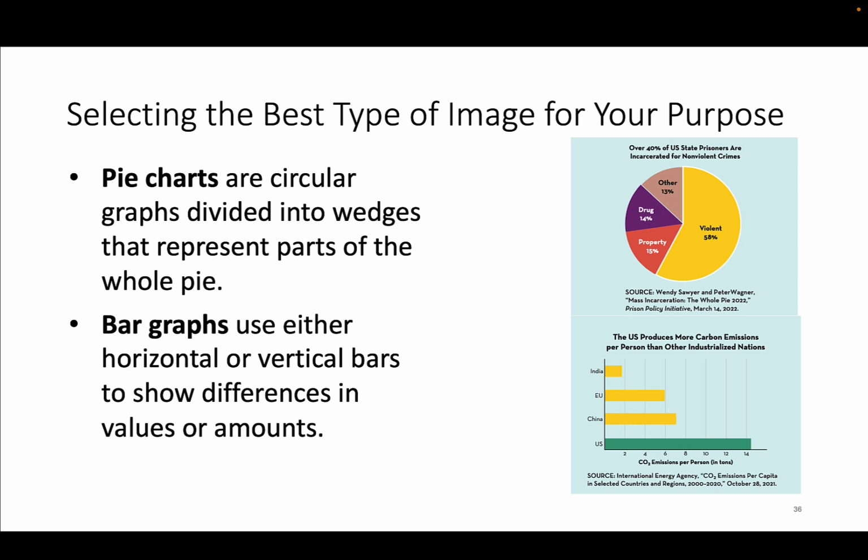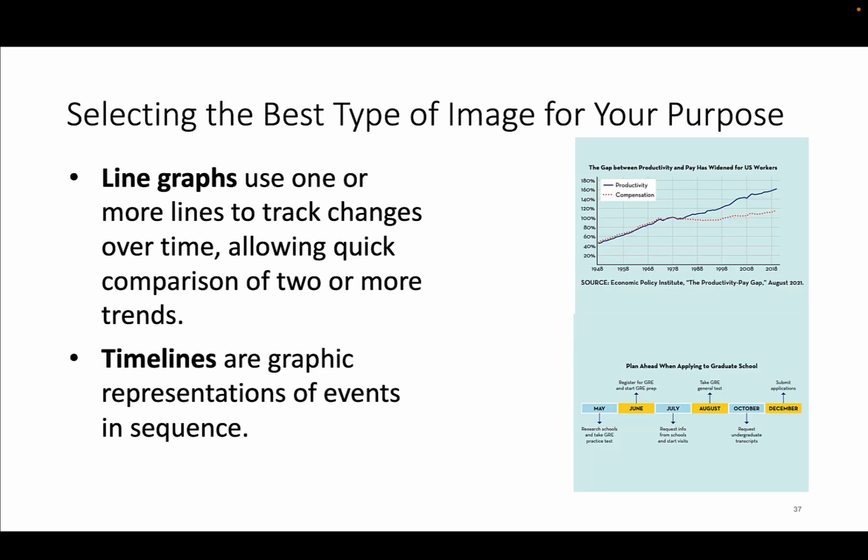Or bar graphs. Bar graphs use either horizontal or vertical bars to show differences in values or amounts. Or maybe line graphs or timelines would illustrate your point. Line graphs use one or more lines to track changes over time, allowing quick comparisons of two or more trends. And timelines are graphic representations of events in sequence.